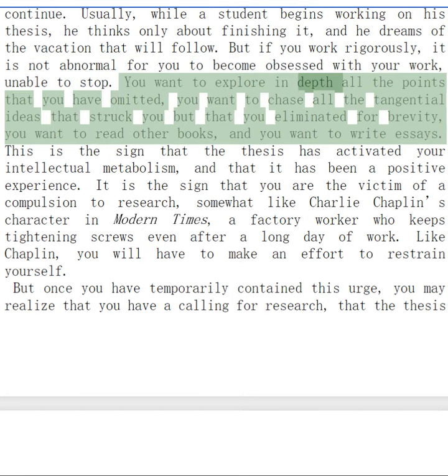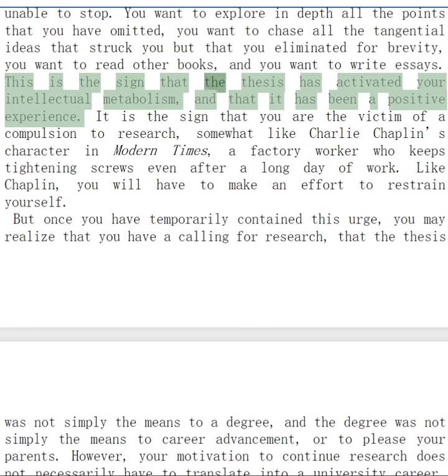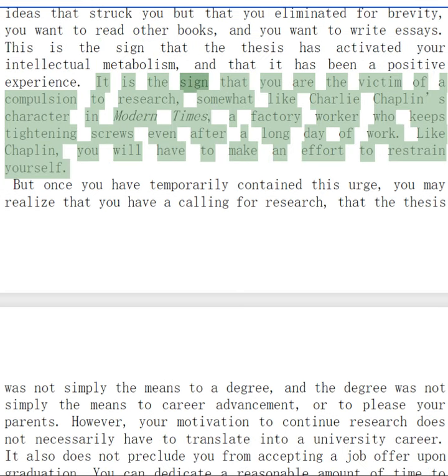You want to explore in depth all the points that you have omitted, you want to chase all the tangential ideas that struck you but that you eliminated for brevity, you want to read other books, and you want to write essays. This is the sign that the thesis has activated your intellectual metabolism and that it has been a positive experience. It is the sign that you are the victim of a compulsion to research, somewhat like Charlie Chaplin's character in Modern Times, a factory worker who keeps tightening screws even after a long day of work. Like Chaplin, you will have to make an effort to restrain yourself.